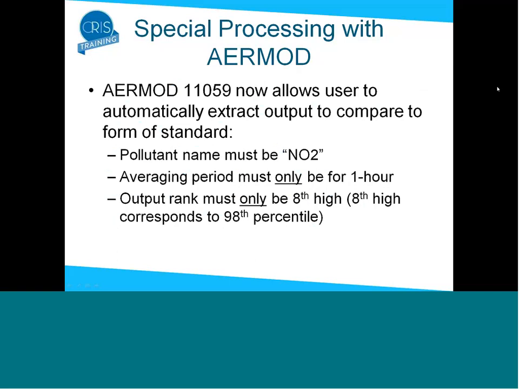Then the second thing you have to do is the averaging period in your control options for NO2 must only be for the 1 hour case. In other words, you cannot select 1 hour and annual. And then the third thing, for your output options, the output rank table or level must only be the 8th high. And that's because 8th high corresponds to a 98th percentile.